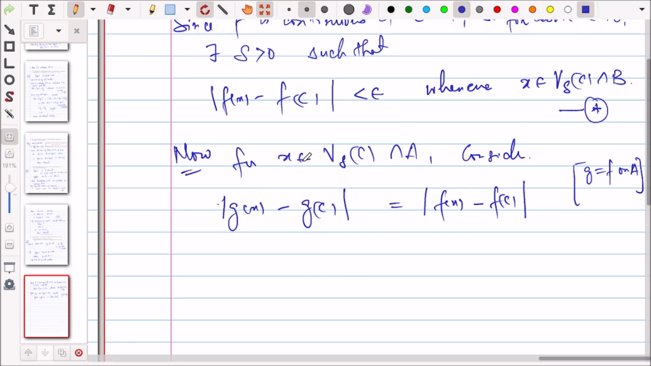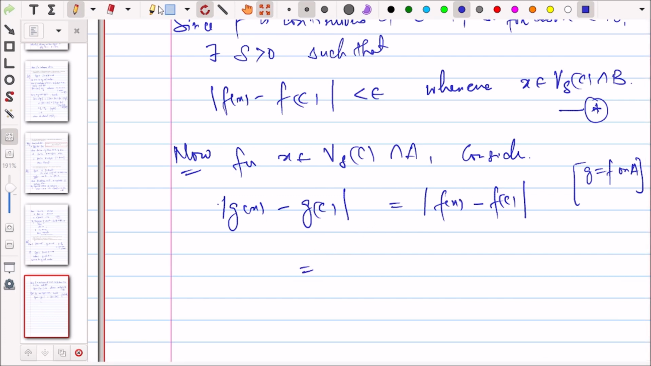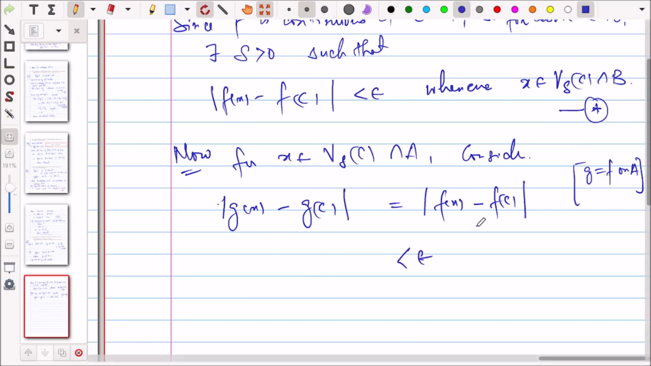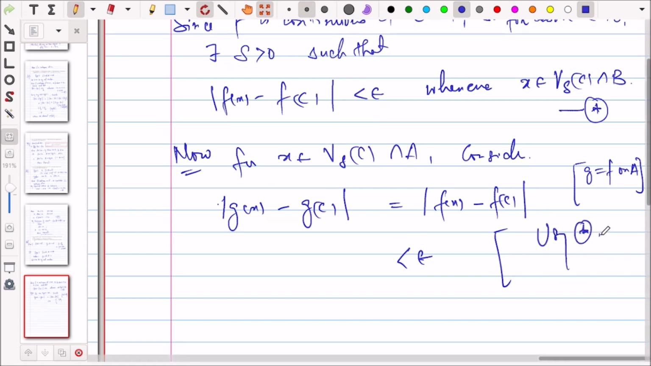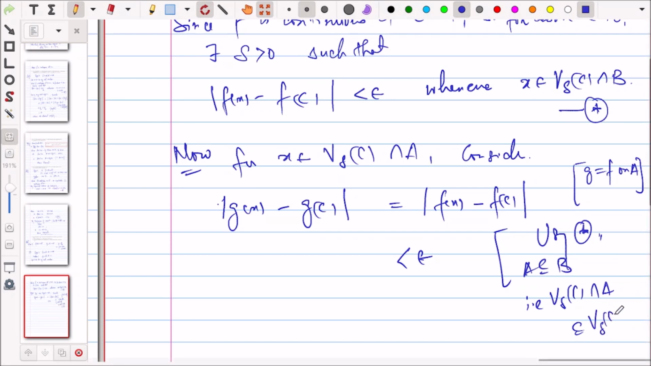Because now this x belonging to V delta C intersection A implies x belongs to B, since A is contained in B, so this is less than epsilon, using star. Using star and the fact that A is contained in B, V delta C intersection A is contained in V delta C intersection B. So if x belongs to this, then x belongs to this, so it should satisfy this property. That's why we have this.